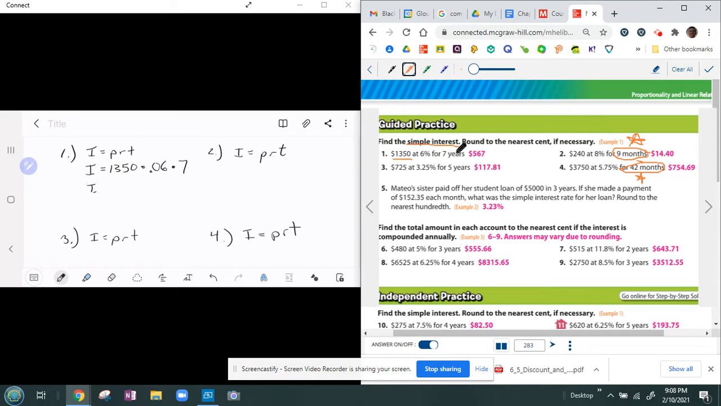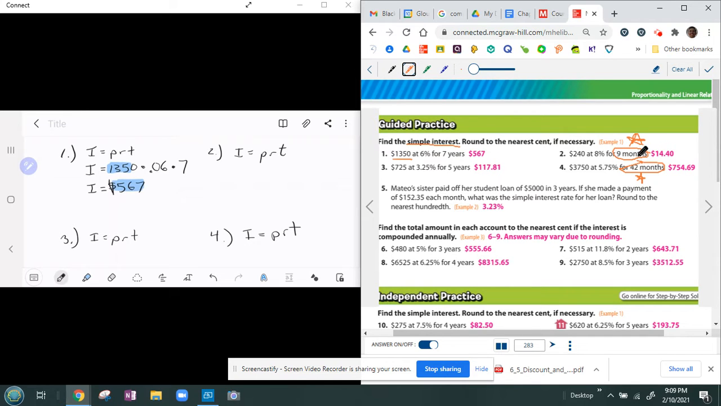All right, now we just have to do our calculations. When I multiply all that together, I get my $567. Okay, and that's how much interest you would earn in 7 years. Now, if we wanted to get the total, we could add these two together and get the total you would have in that account. All right, on to number 2.